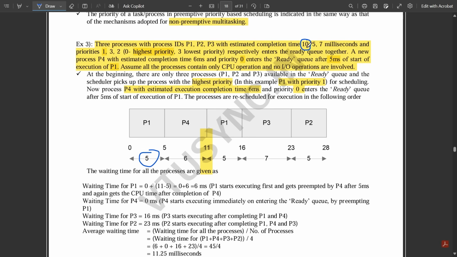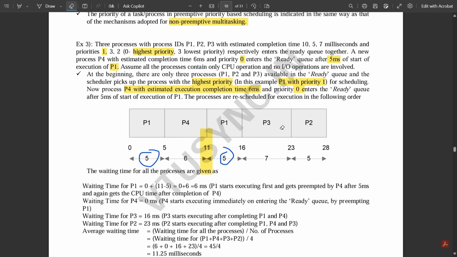The remaining time now, 10 minus 5, is 5 milliseconds. So again 5 are remaining, so that's why it takes again 5 milliseconds. That is 11 plus 5, 16. Okay, so now P1 would be completely done. All the 10 milliseconds of P1 is completed.